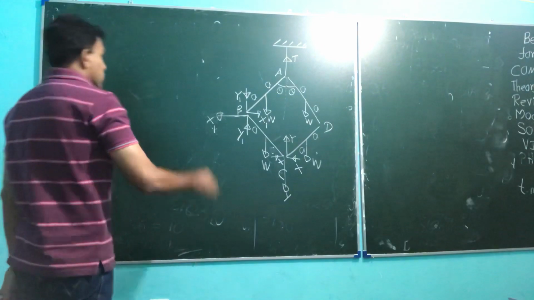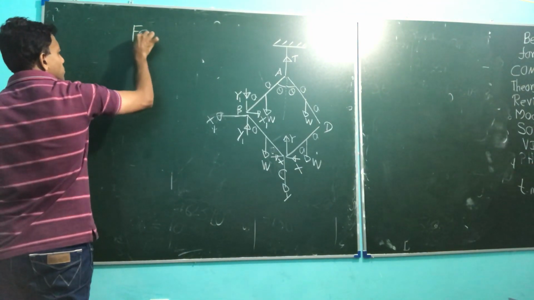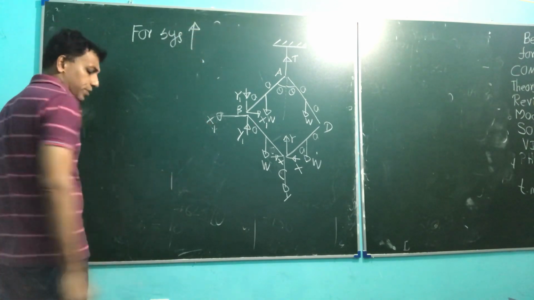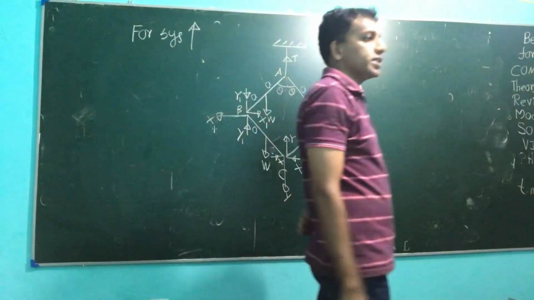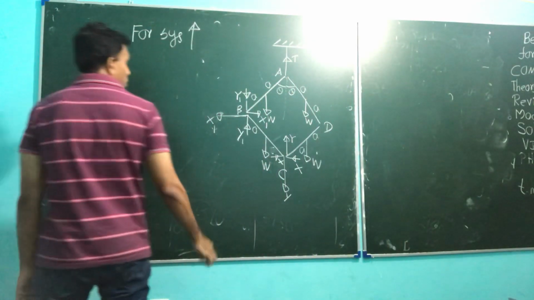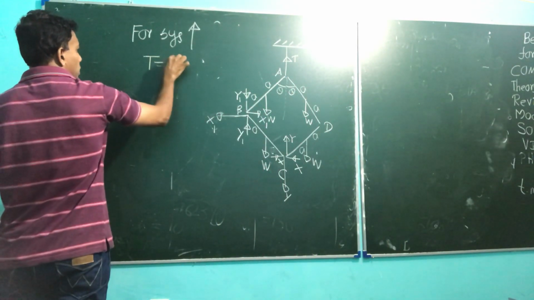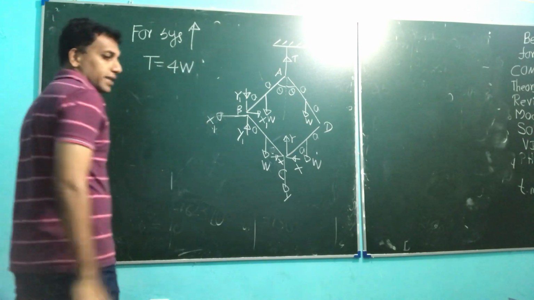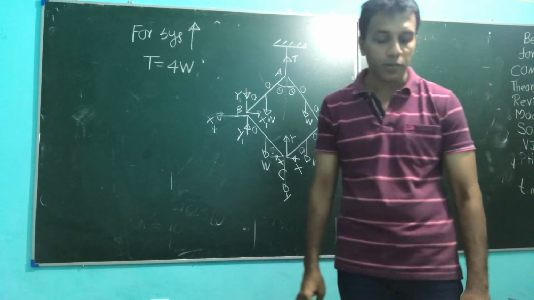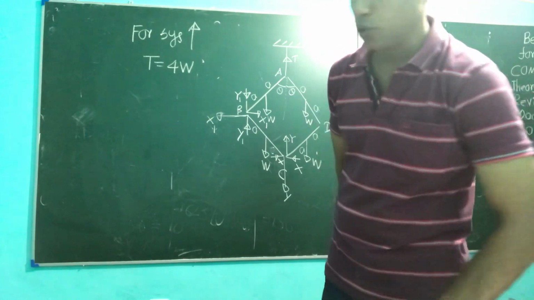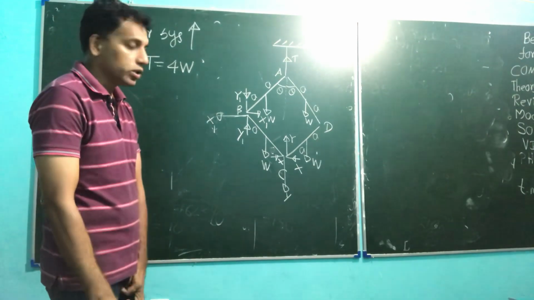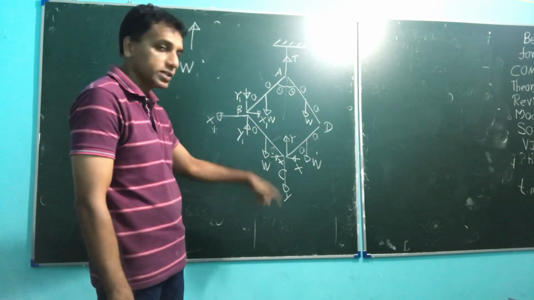So write that for the system, resolve vertically up. What is that? T equals 4W, okay? That's the tension, T equals 4W. Right. Now come back to find the X value, Y1 value, those things, right?